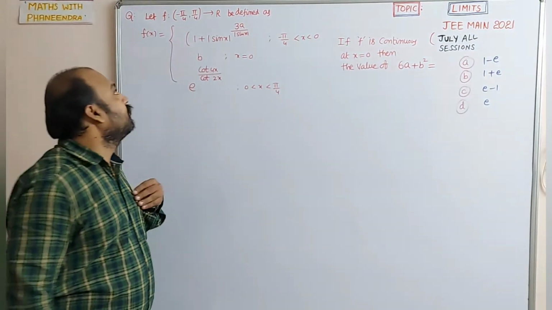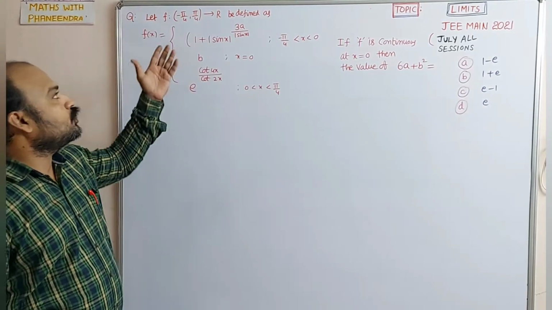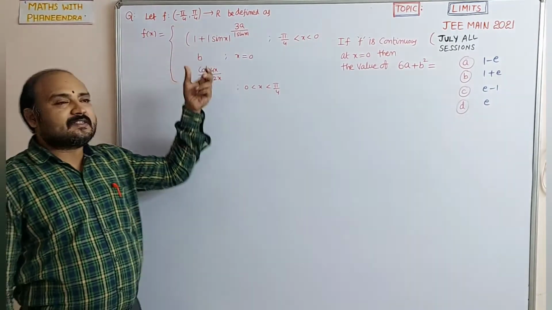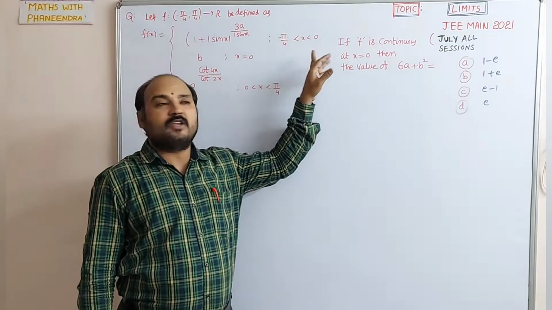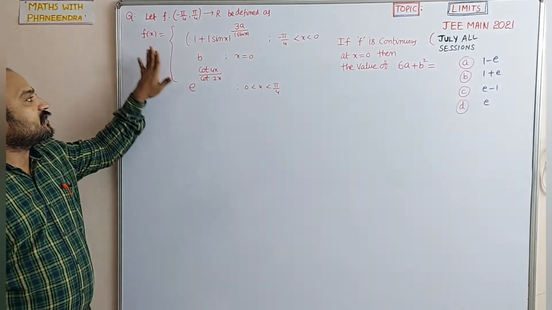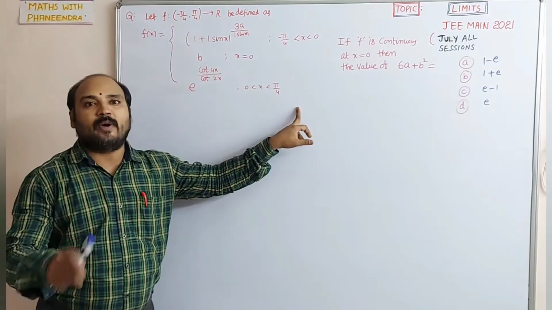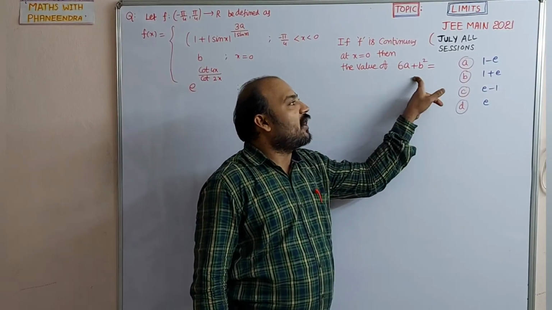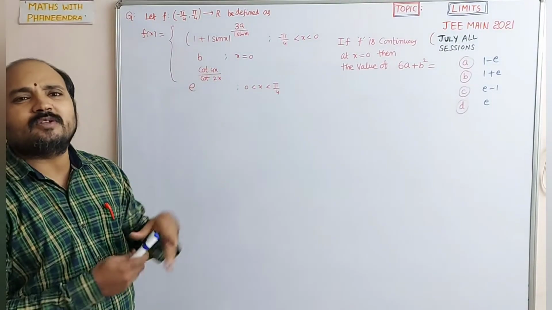The next question. Let f from the open interval minus pi by 4 to pi by 4 to real numbers be defined as f of x equal to (1 plus mod sin x) whole power 3a by mod sin x, for minus pi by 4 less than x less than 0. f of x equal to b when x is equal to 0. f of x equal to e power cot 4x by cot 2x when 0 is less than x less than pi by 4. If f is continuous at x is equal to 0, then the value of 6a plus b square is equal to?